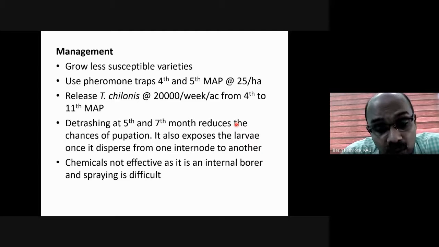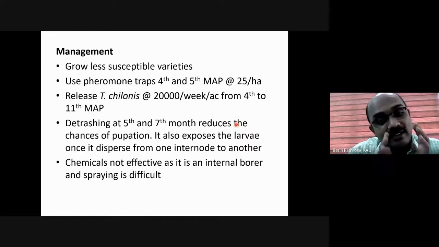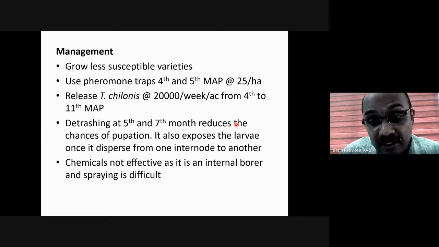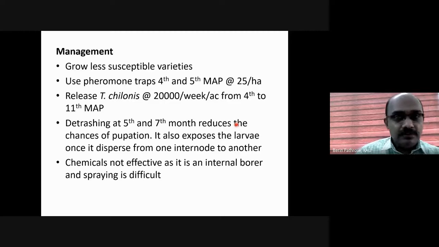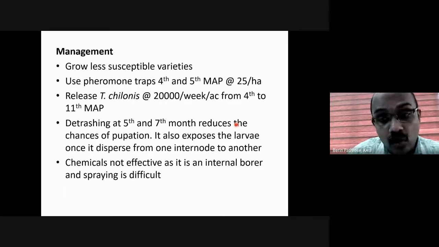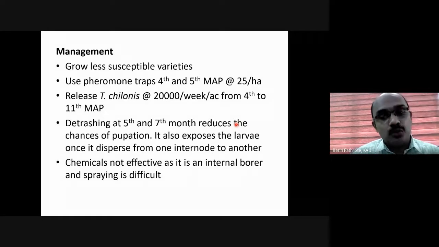And we have a pheromone trap for Chilo sacchariphagus indicus. We can use the pheromone traps at the 4th and 5th month after planting because that's the time when internode borer starts attacking. And it is recommended at the rate of 25 traps per hectare. And we can release Trichogramma in sugarcane. You can see a lot of biological control options; natural enemies are widely used for sugarcane.